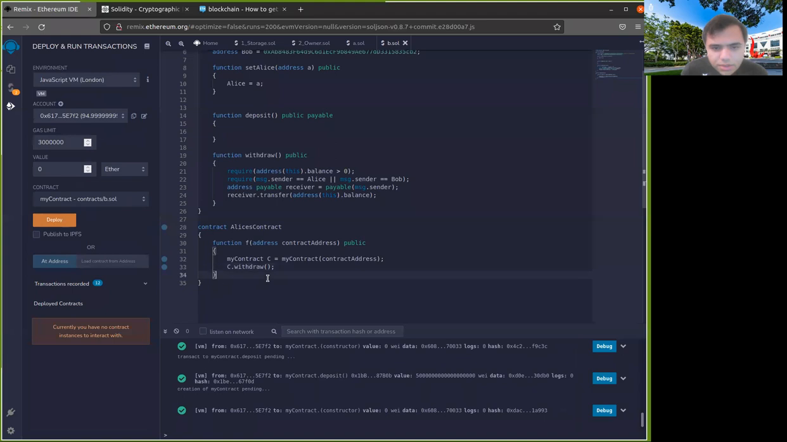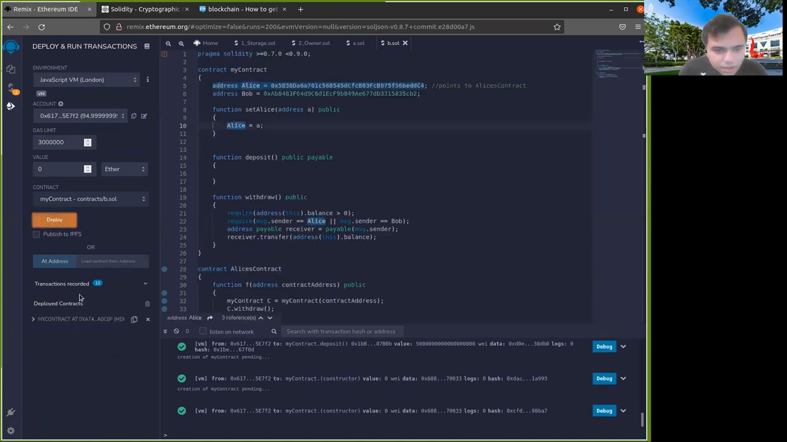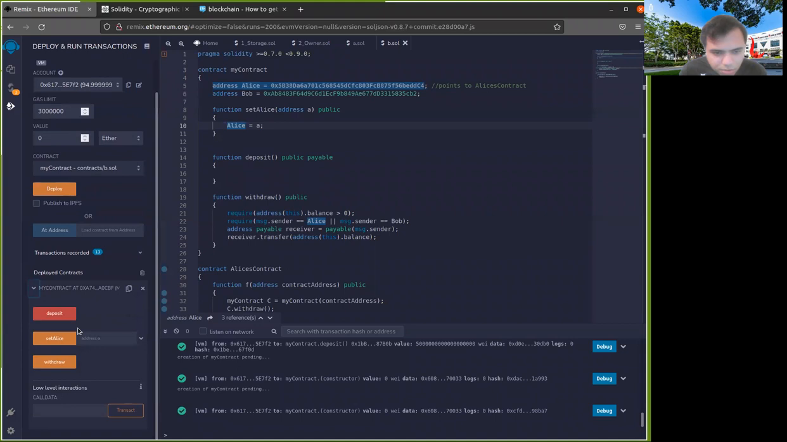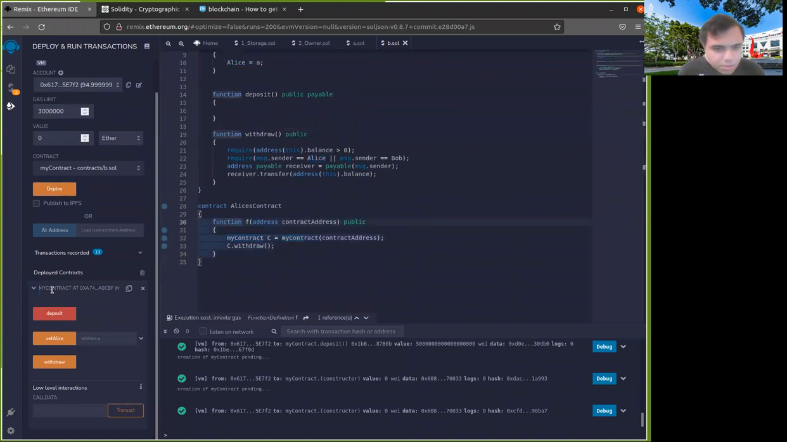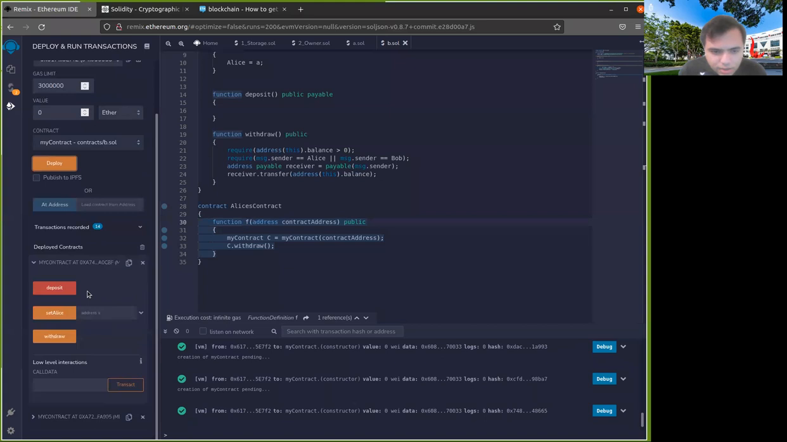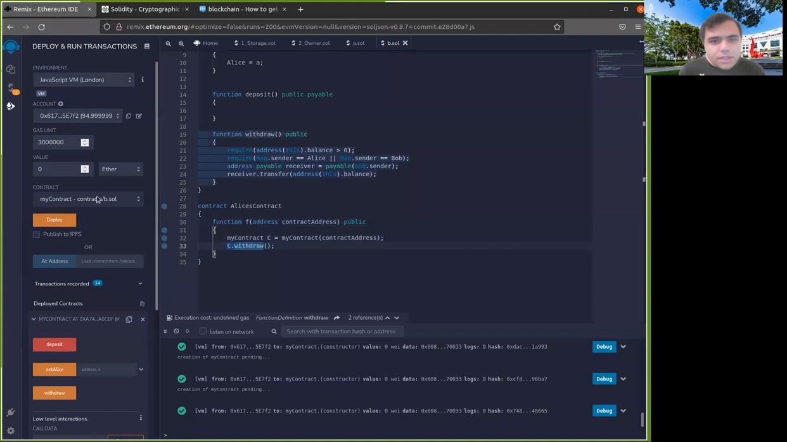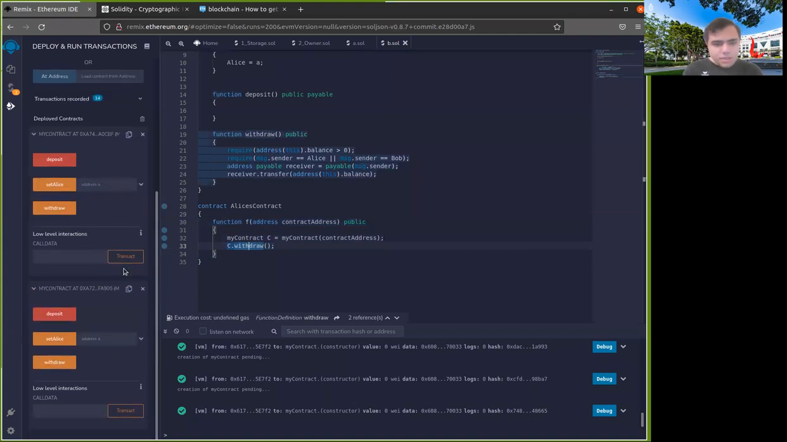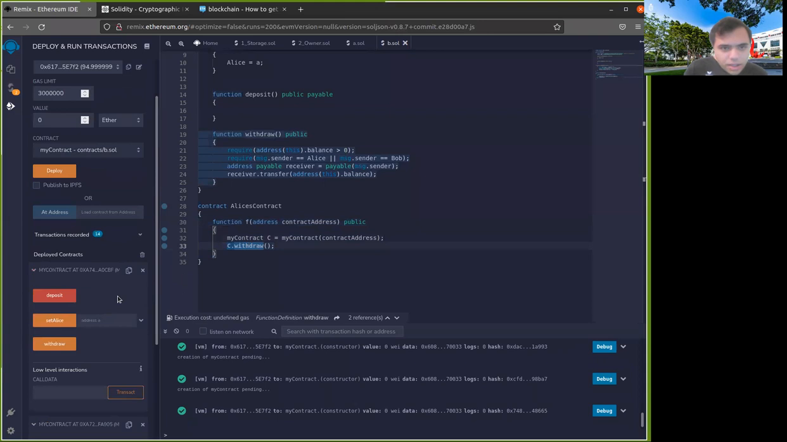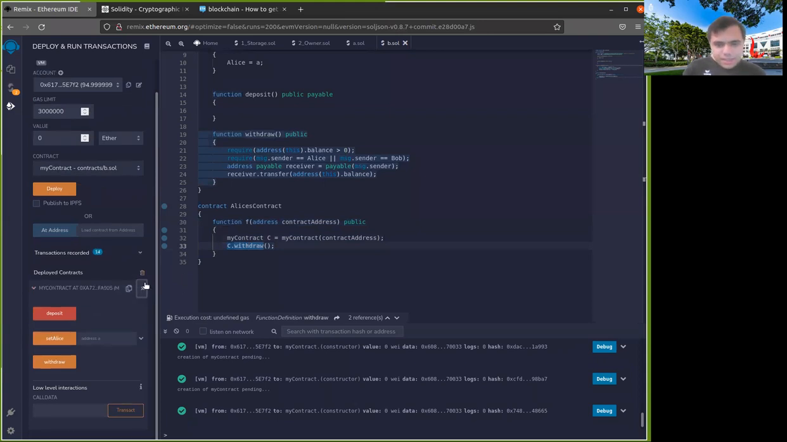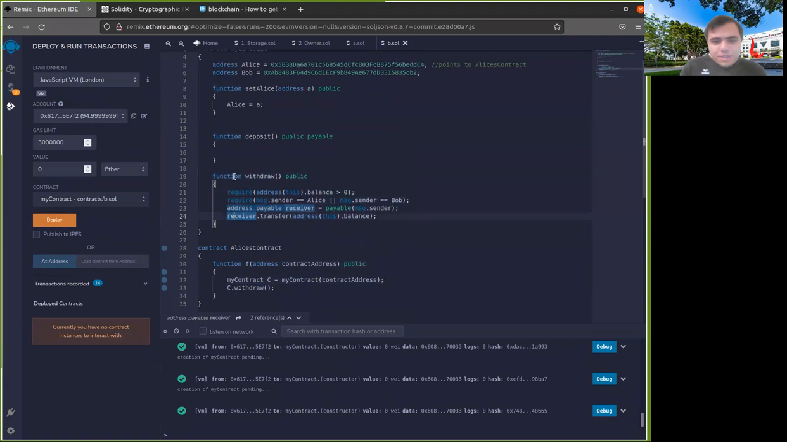Okay, not great. Let's try this again. So you deploy, it deployed only my contract, it didn't deploy Alice's contract. Yeah, the problem is that I'm not really sure how to deploy this second contract in this Remix framework. Oh, okay, yeah, thanks. I usually don't work with Remix, so that's the problem.